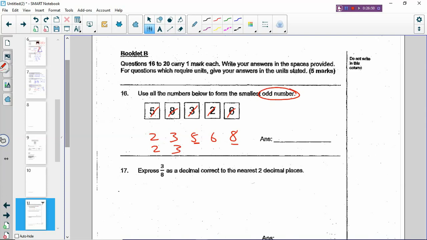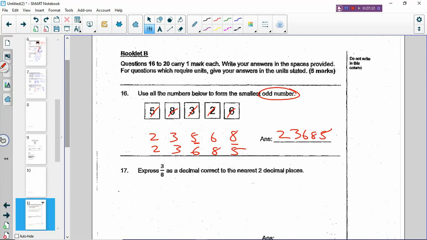Okay, you push the 5 to the end, right? Push it to the end. Then you pull back all the digits that you see in front. So you push the 5 to the end and you pull back all the digits in front, and you will get the smallest. The smallest odd number, which is 2, 3, 6, 8, and 5.